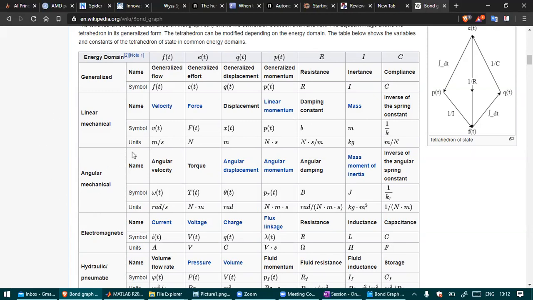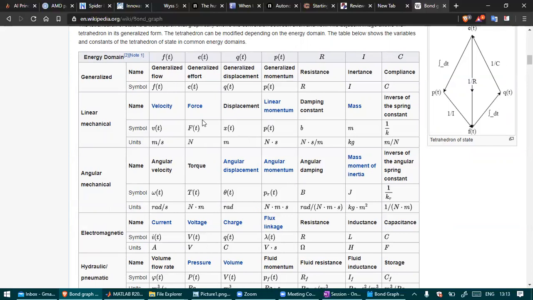domains. Okay, as we said, we work with power. Power relates velocity and force, so we call that flow and effort in a bond graph in general. Equivalent to that in an angular mechanical system, the velocity becomes angular velocity and the force becomes torque. For an electromagnetic system, the velocity is current and the force is voltage.